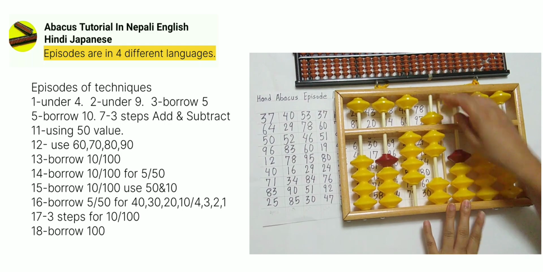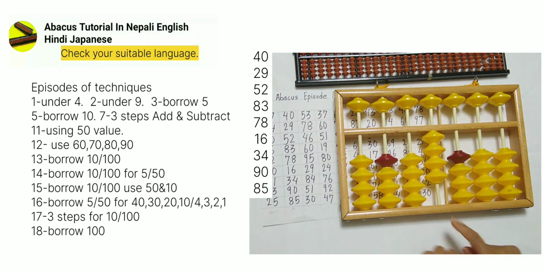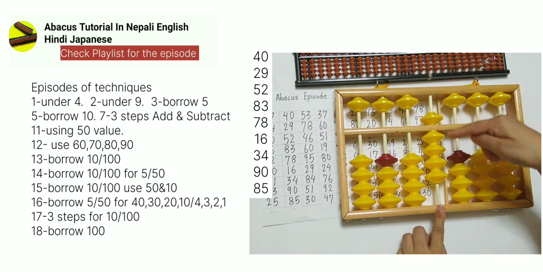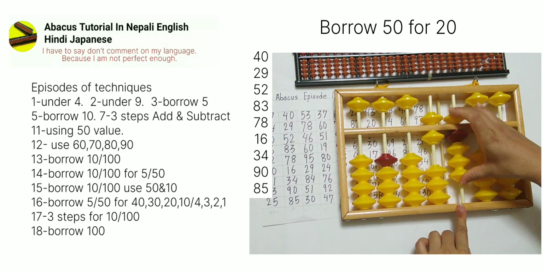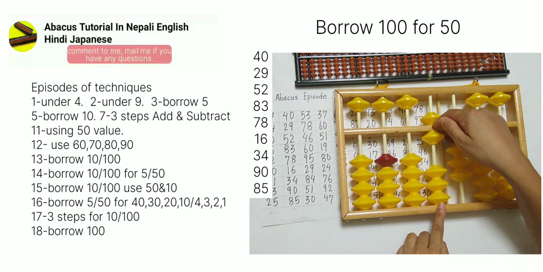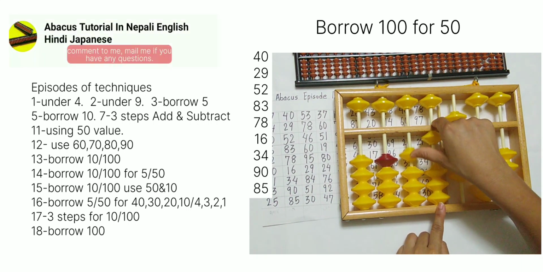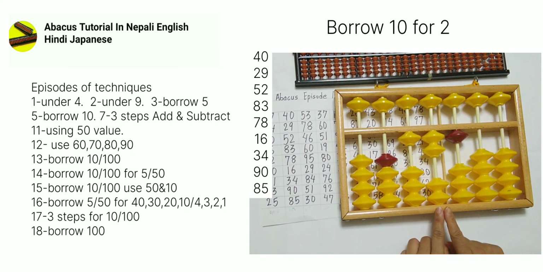Let's do number two. 40, 4, 0, 40, 2, 9. For 2 means 20, borrow 50, reduce 30 and 9 is here. 5 to 52. So for 50 you have to borrow 100. So reduce 50, borrow 100. And for 2 reduce 8, borrow this 10.